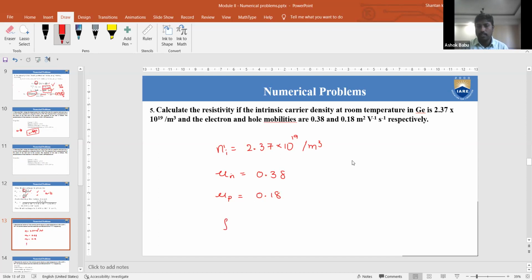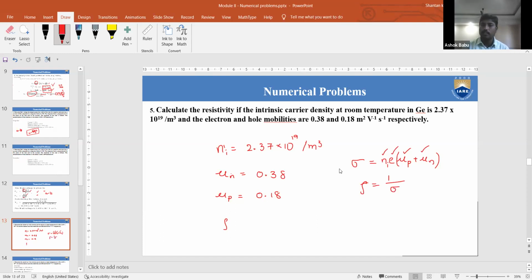But we have a formula in terms of conductivity, n into E into mu. Since we are taking Ni, here we take mu p plus mu n. Okay, so Ni is given, and the charge of the electron we know, 1.6 into 10 power minus 19. Mobility of electron and mobility of holes are also given. So after finding the electrical conductivity, what is the relation between the conductivity and resistivity? Resistivity equal to 1 by conductivity.